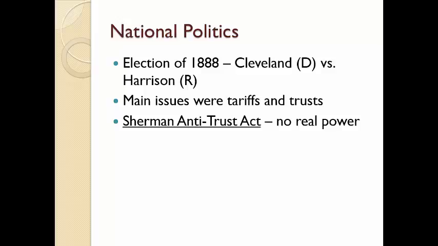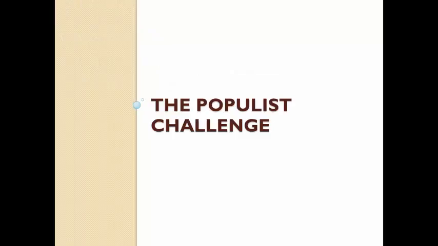So on paper, it says, yes, the federal government is concerned about trusts and we're going to do something about these monopolies, but in reality, it doesn't do anything about these monopolies. And in fact, the Sherman Antitrust Act is mostly used not against monopolies, it's mostly used against labor unions, and we'll get into that a little bit later on. But the Sherman Antitrust Act, no real power, very ineffective. And so that leads us up to what becomes known as the populist challenge.